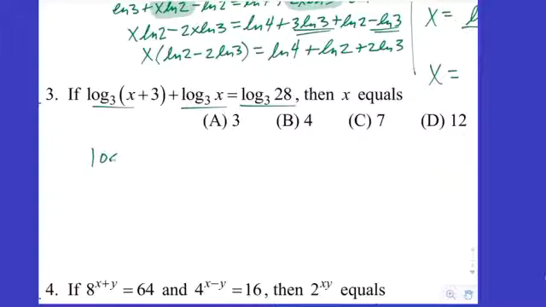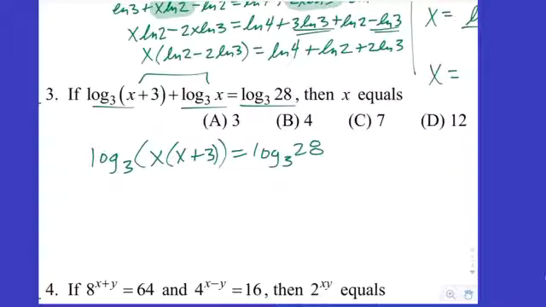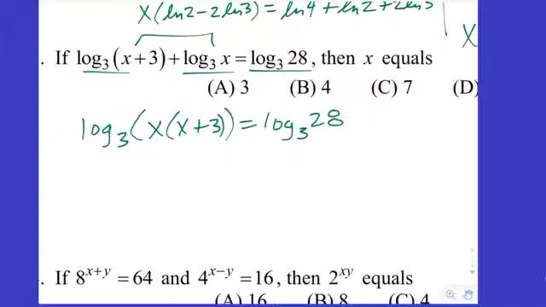They're both base 3, so you pull 1 log base 3 out. And since both terms are positive, their arguments get multiplied. So it's x times x plus 3, and that condenses the left. You can leave this on the right-hand side. And now because you got log equals log, you can either drop the logs, that's the property, or you can exponentiate base 3. But either way, you end up with x times x plus 3 equaling 28.